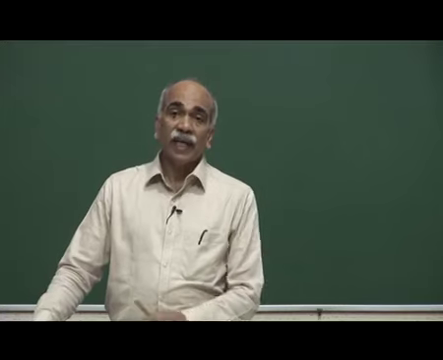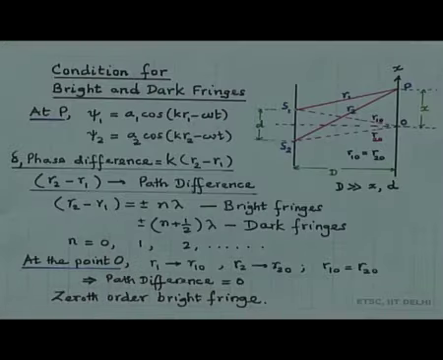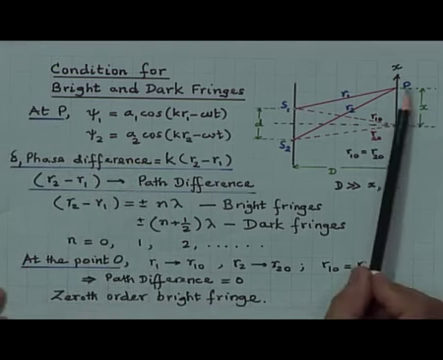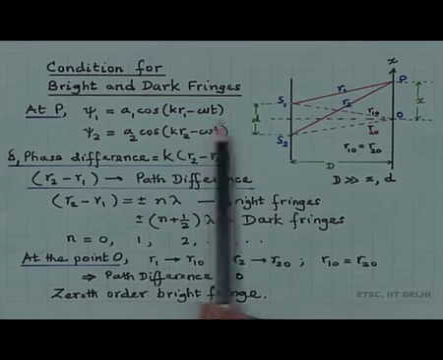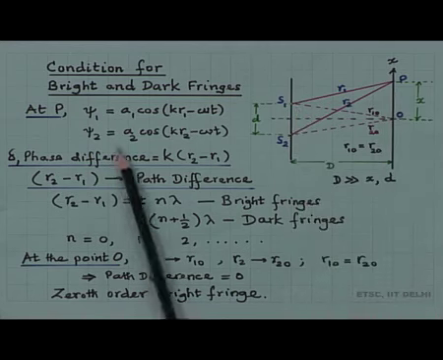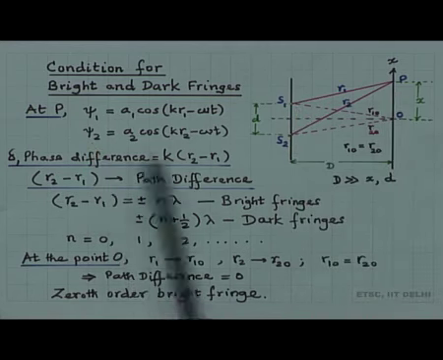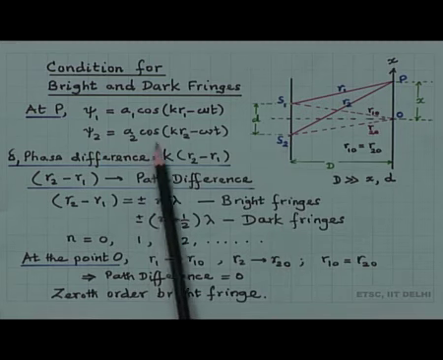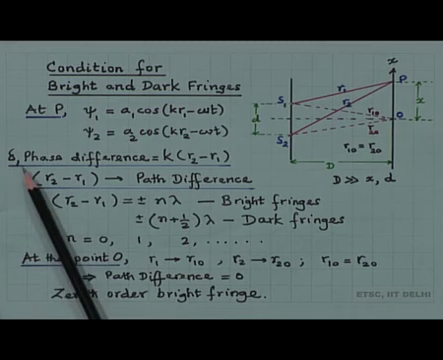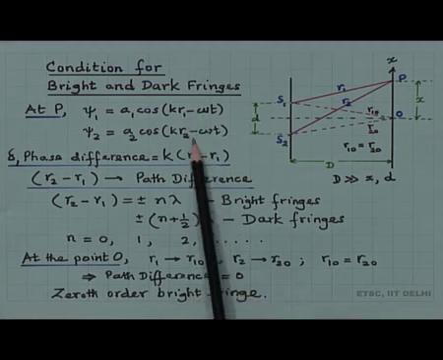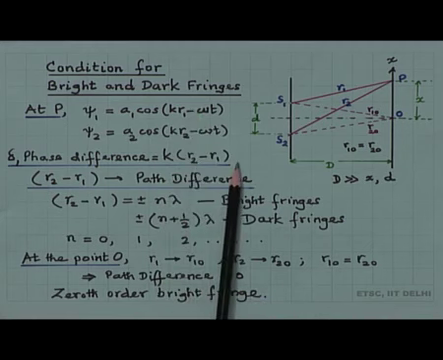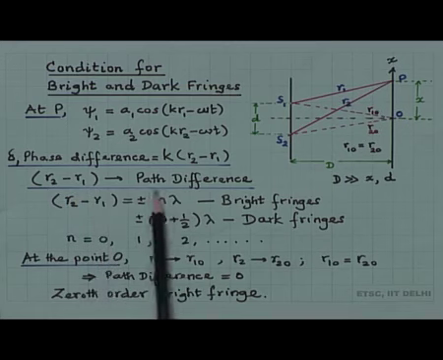Now, we recall the conditions for bright and dark fringes that we have already derived in detail. At the point P here, psi 1 is equal to A1 cos (k R1 minus omega t), R1 is this distance, and psi 2, that is the disturbance due to the second source S2, is A2 cos (k R2 minus omega t), and delta therefore is the phase difference. This is the phase term. So, the difference between them is simply k times (R2 minus R1), and R2 minus R1 is the path difference.